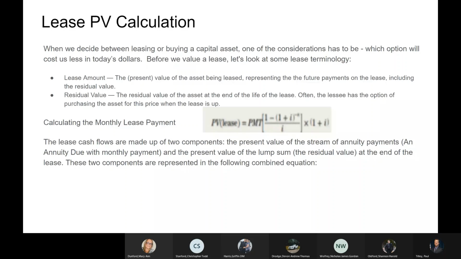So we can calculate our lease payment. It's usually given to us. And we use this present value of lease formula, which is just a present value formula for an annuity. And where lease payments are made at the beginning of the period, it's an annuity due, hence that 1 plus i.